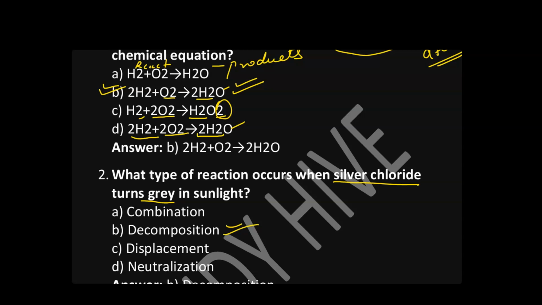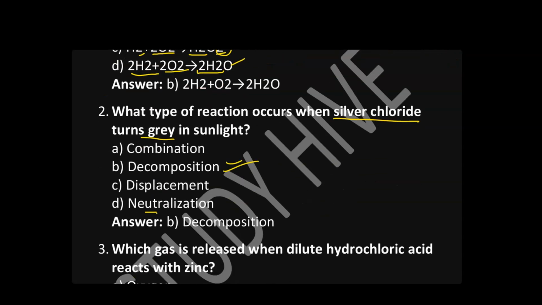A combination reaction happens when 2 atoms or more than 2 atoms form a new compound. Displacement is when a more reactive element replaces a less reactive element. And a neutralization reaction is when an acid and a base react, then salts are formed. So let's move on to the next question.